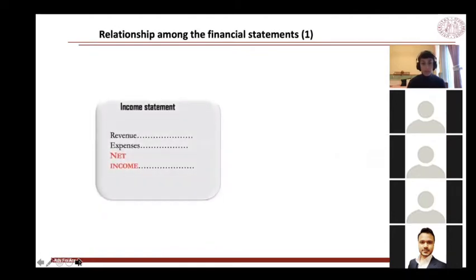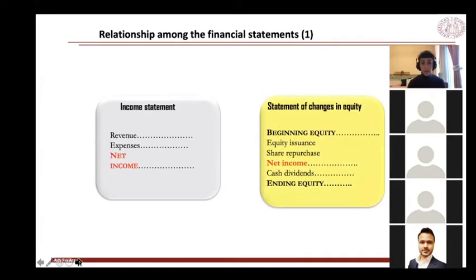So this is another graphic to show you and hopefully to help you memorize where everything goes. So the bottom line of the income statement, the net income, is reported in the statement of changes in equity. Think about the statement of changes in equity as a picture that zooms in on what happened during the fiscal year within the equity.